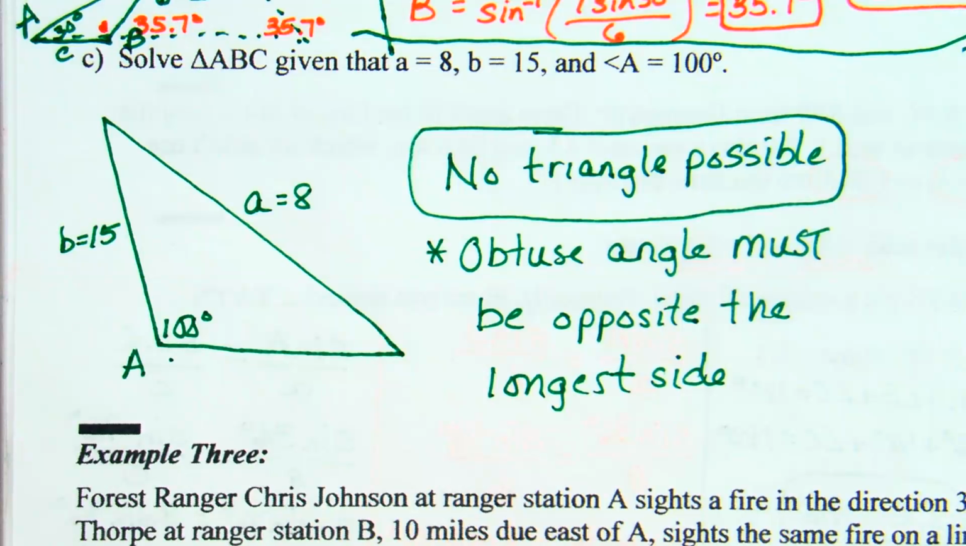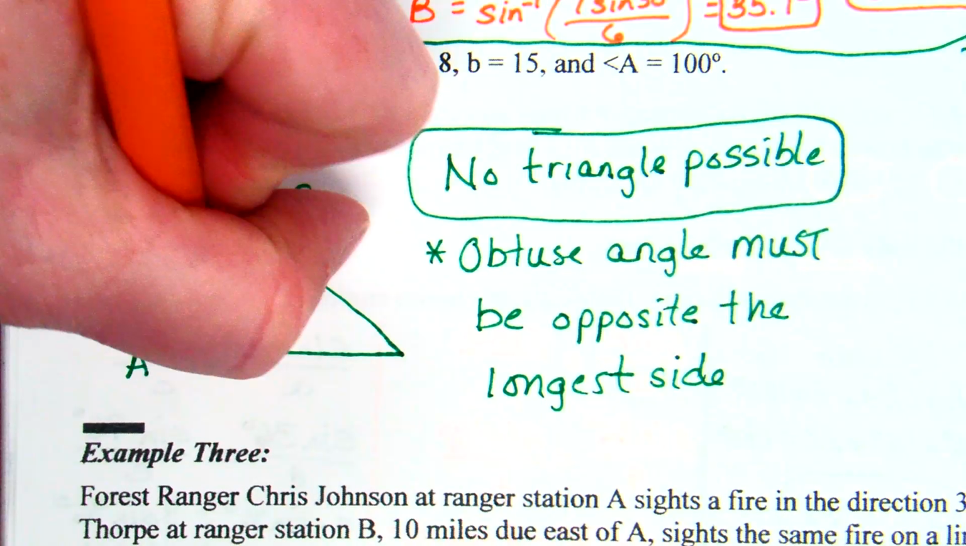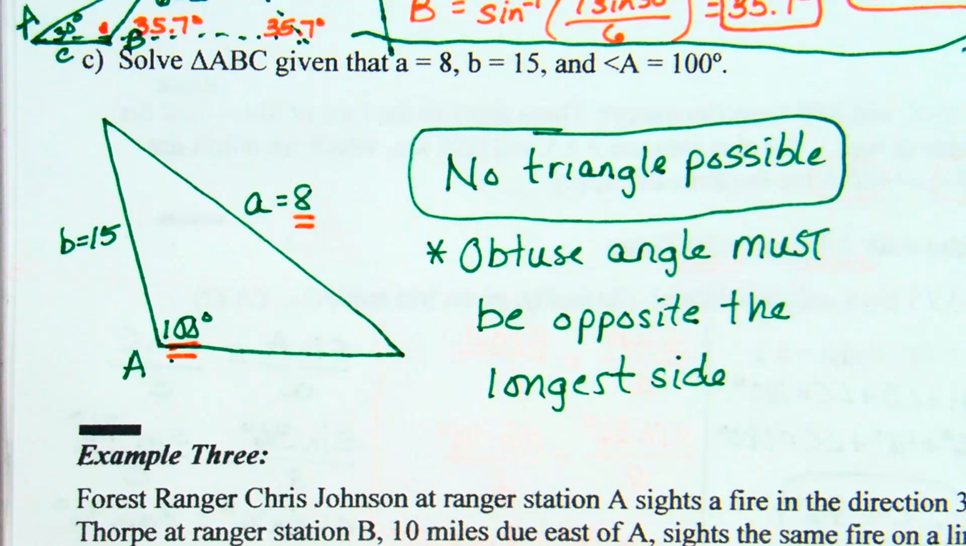Honestly, did you have to draw the triangle? No, you didn't have to draw the triangle. All you really have to write here is no triangle possible, but I would think it would be helpful if you write an explanation in your notes for when you look back at this later, saying why. That's why. It has to do with the 100 and the 8.